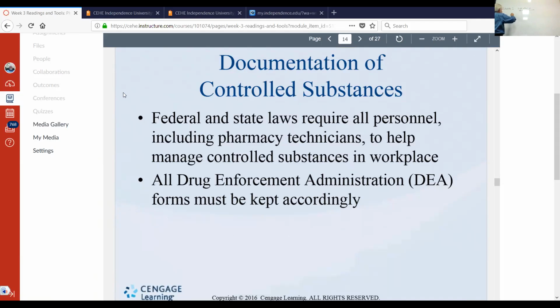Schedule 2, high addiction, medical use. Schedule 2 includes morphine, oxycodone, hydrocodone, methylphenidate, Ritalin, the amphetamines. These are all Schedule 2 substances.